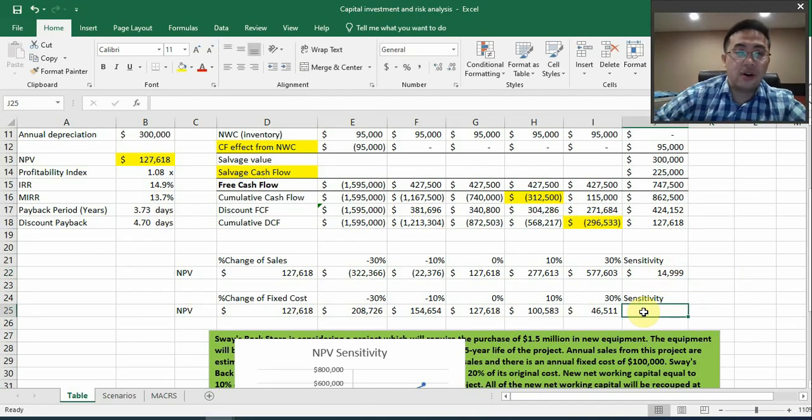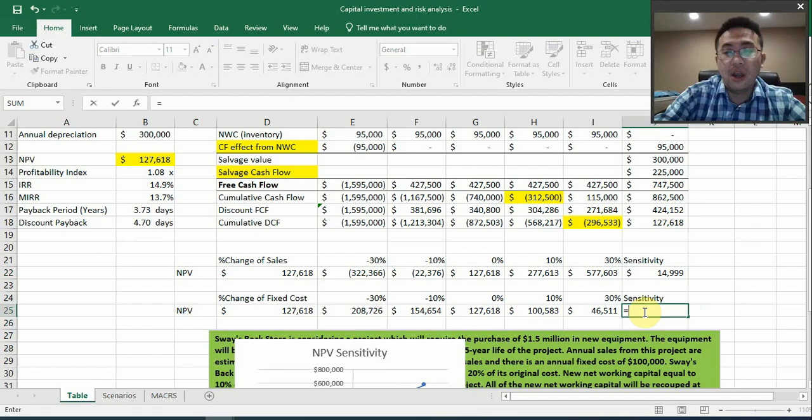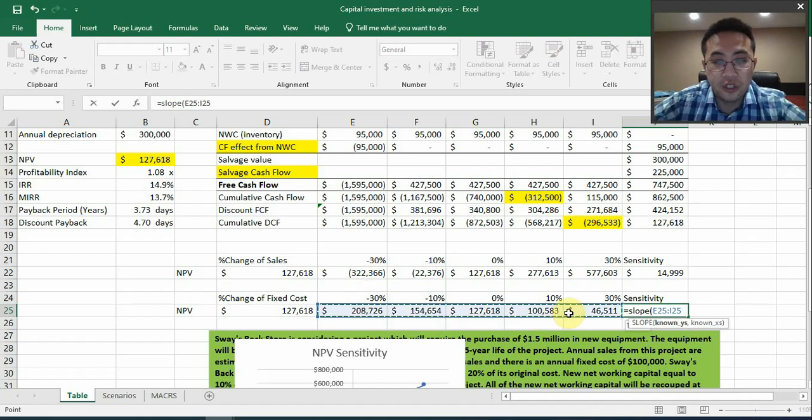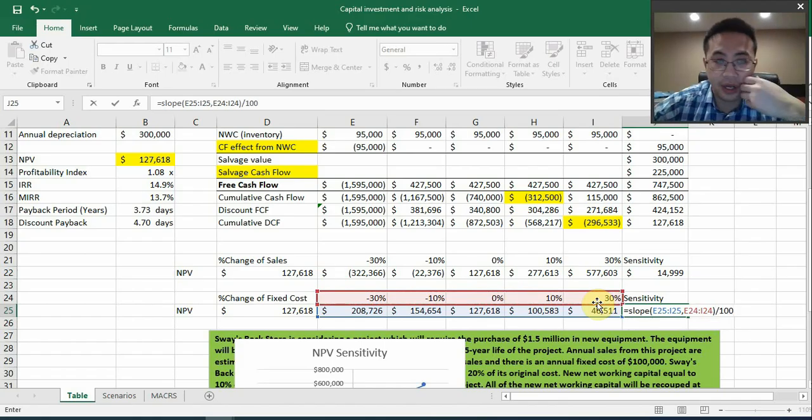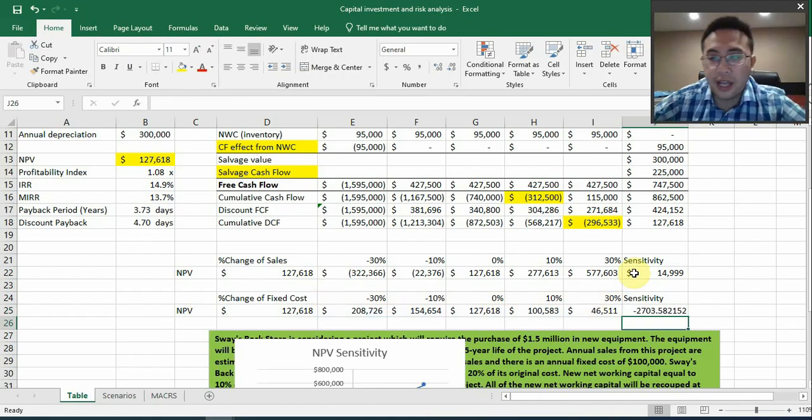And for fixed cost, for the sensitivity of it, I'm going to use, again, the slope function. The y values would be the NPVs in this table. The x values would be the percentage changes. I still need to divide it by 100 to interpret it on the 1% level instead of a number 1, because number 1 is 100%. So if I want to interpret that at the 1% level, then I have to divide the whole thing by 100. So that's the value here.